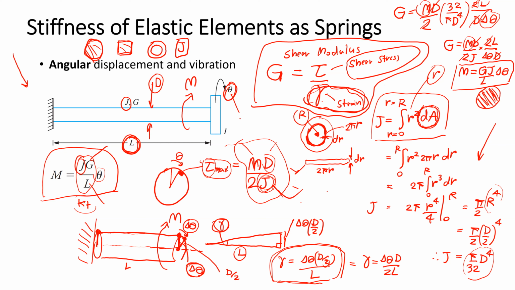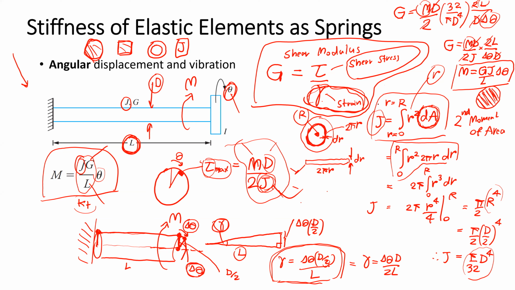I'm sorry. When you derive J, why do we have to integrate R square? It's the definition of the second moment of area. Actually, it's the definition of the J.